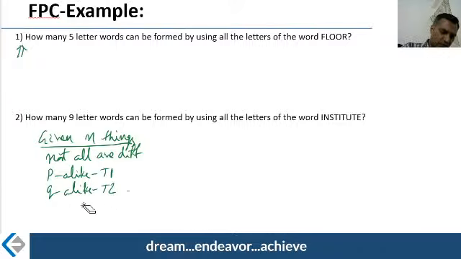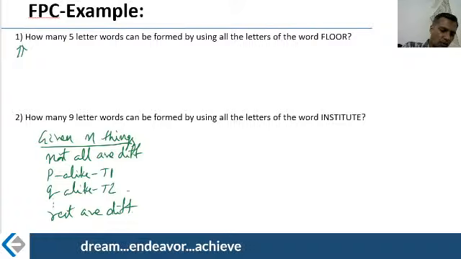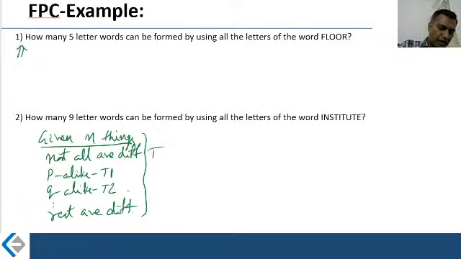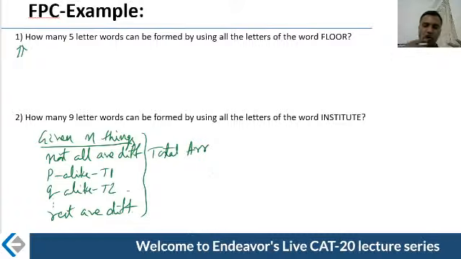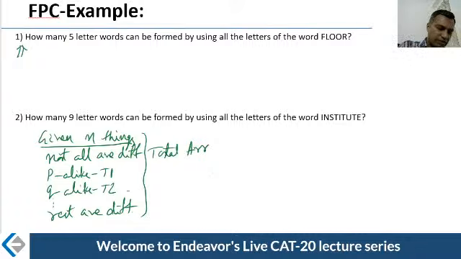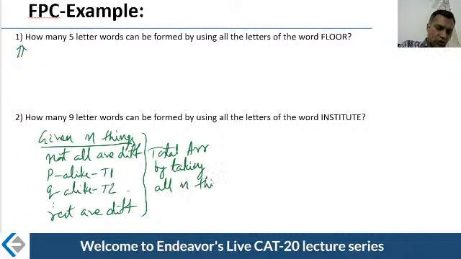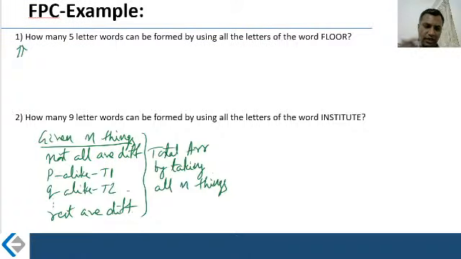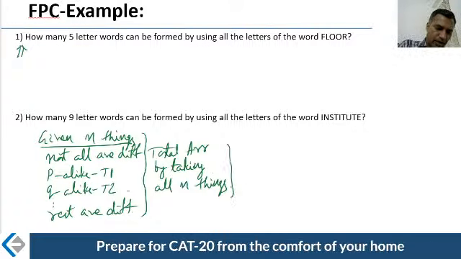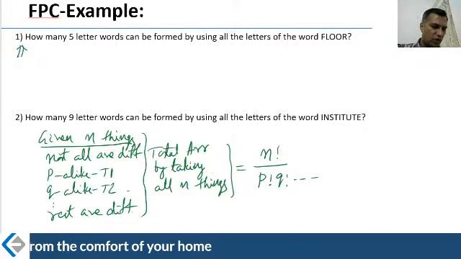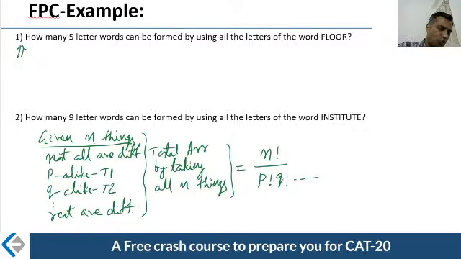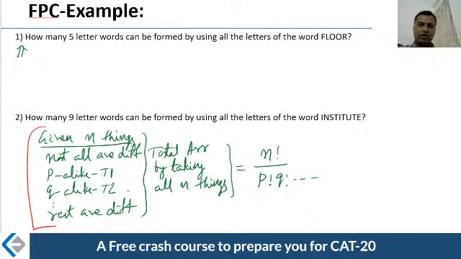It may not be only P and Q; you may have more groups. The rest are different. This is the composition. Then the total arrangements, because the formation of a word is an arrangement, my friends, by taking all n things, is given by n factorial divided by p factorial, q factorial, and so on, depending on the number of groups that can be formed. That's precisely the concept you would have used. I'm hoping you recall it; if not, try to recall it now.